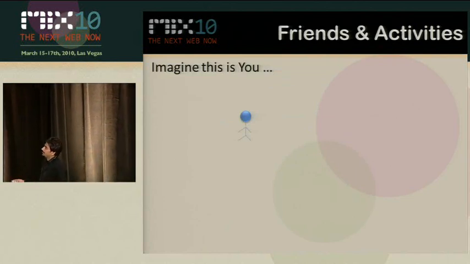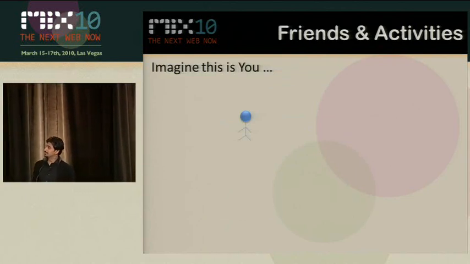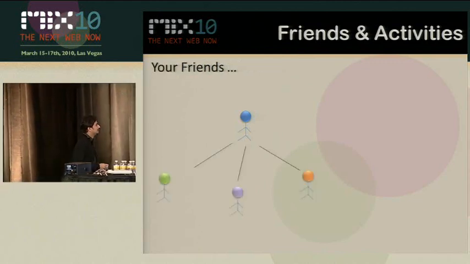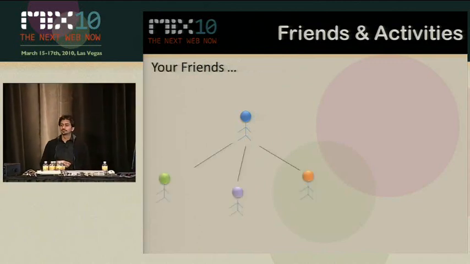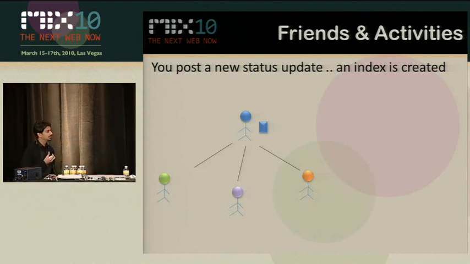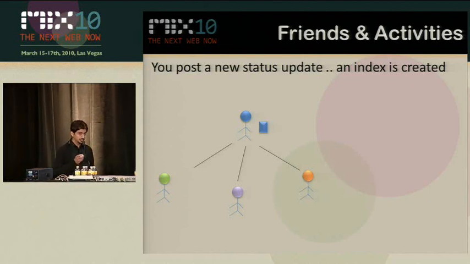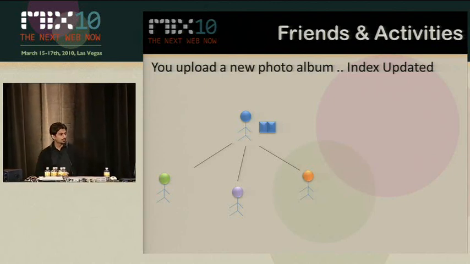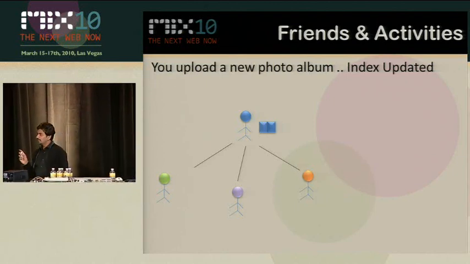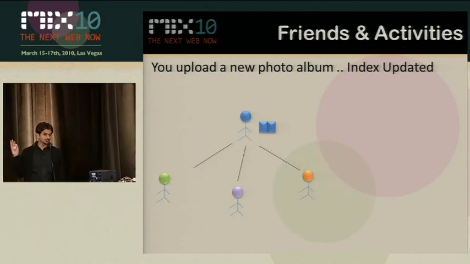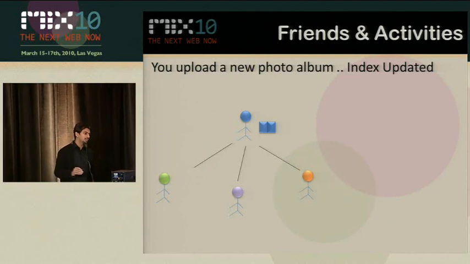So from a conceptual point of view, let's imagine this is you and you're a Smurf, and that's the extent of my artistic capabilities. And you have a couple of friends, right? You post a new status update, and what we do is we essentially create a really lightweight index associated to you. You post a new photo album. Well, that index gets updated. Now, again, I have to stress that this is a really lightweight index, and the actual activity associated to what you're doing is stored elsewhere.